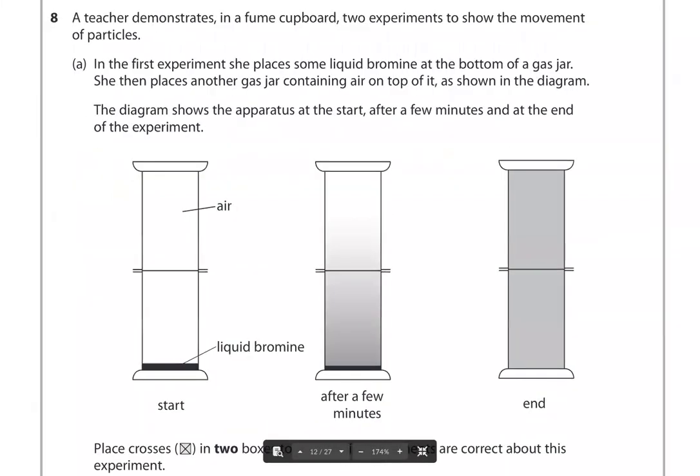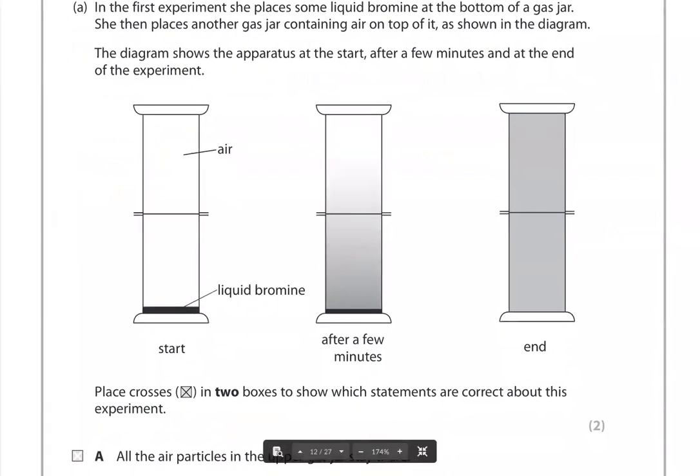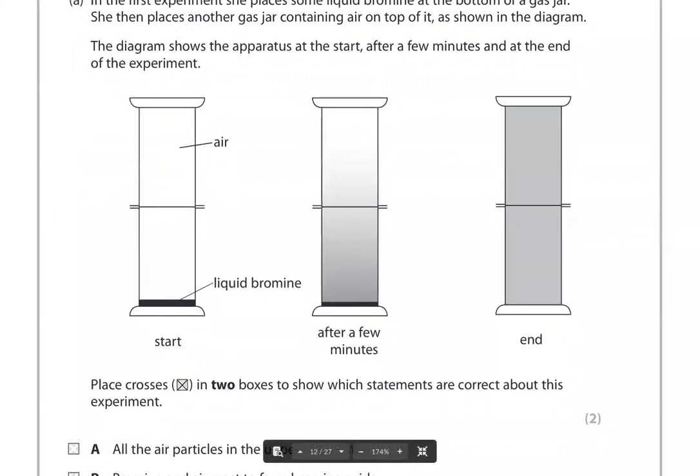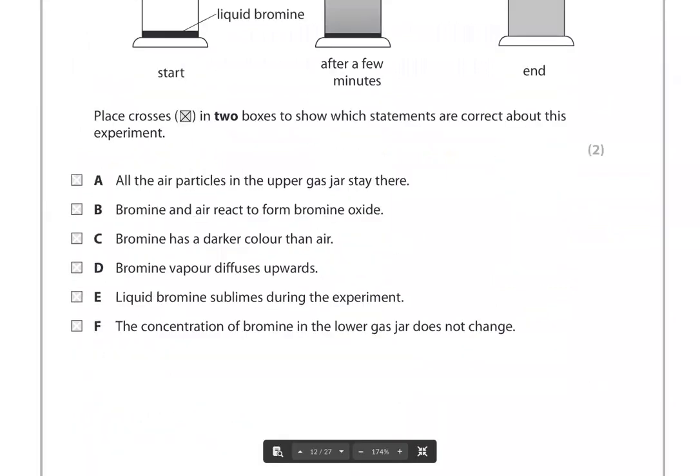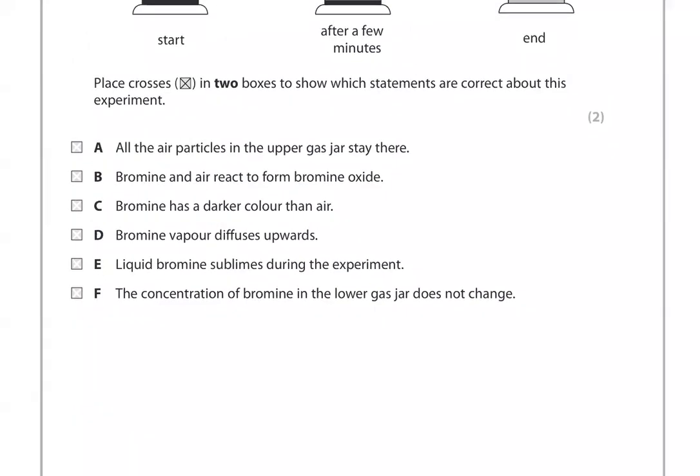Question 8. A teacher demonstrates in a fume cupboard 2 experiments to show the movement of particles. In the first experiment, she places some liquid bromine at the bottom of the gas jar. She then places another gas jar containing air on top of it, as shown in the diagram. The diagram shows the appearance at the start, after a few minutes, and at the end of the experiment. Place crosses in two boxes to show which statements are correct about this experiment.